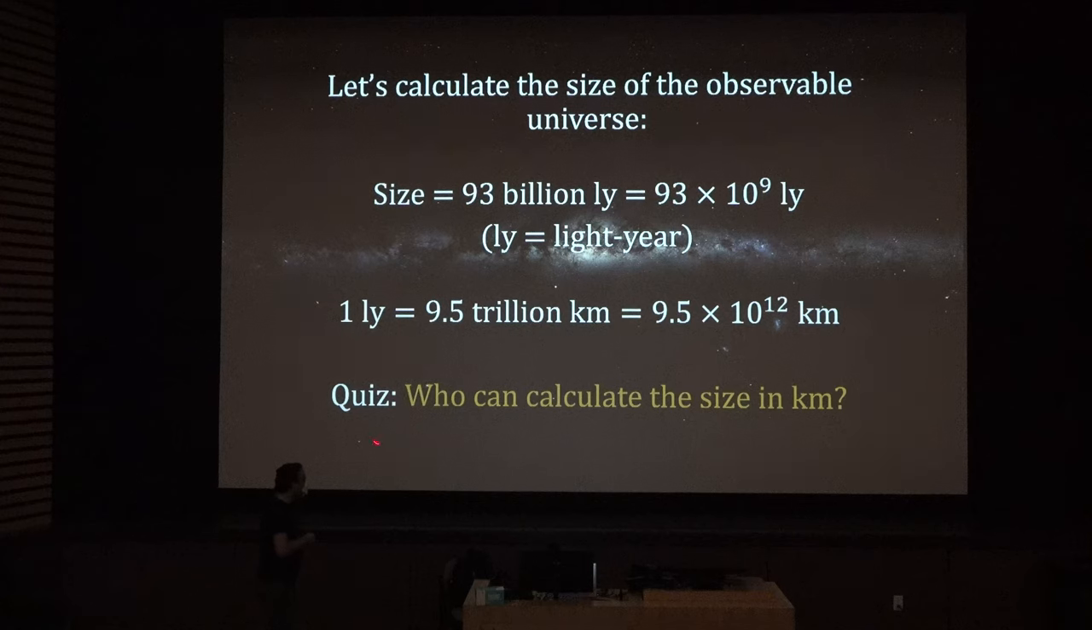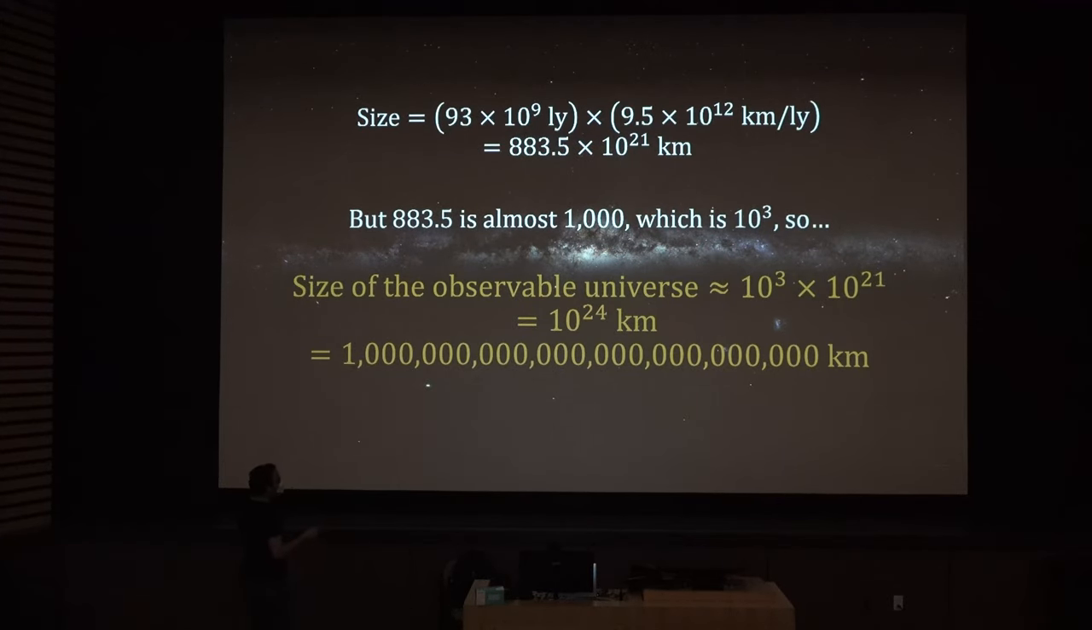Okay, so the quiz now is who can calculate the size of the observable universe in kilometers? Yes. It's 883.5 times 10 to the 21 kilometers. Okay, good. So we multiply these two numbers. 93 times 9.5 is this. 10 to the 9 times 10 to the 12, that's just 9 plus 12, that's 21.